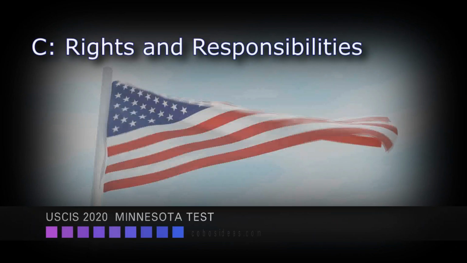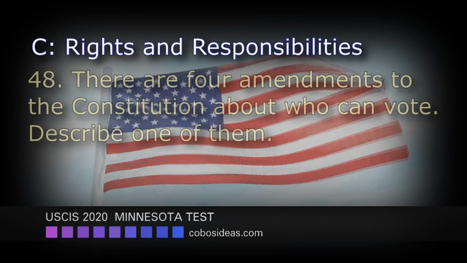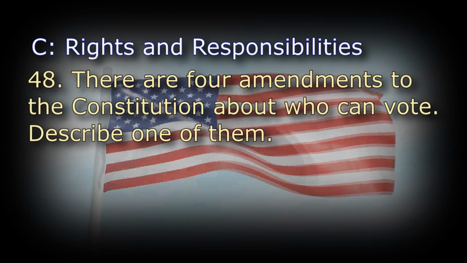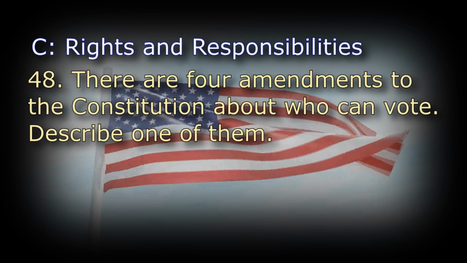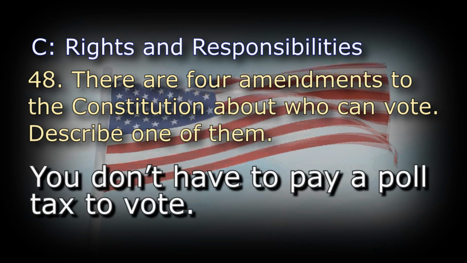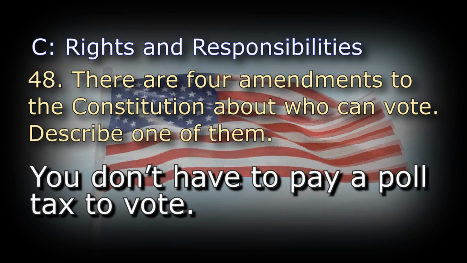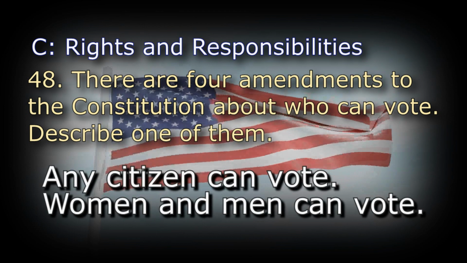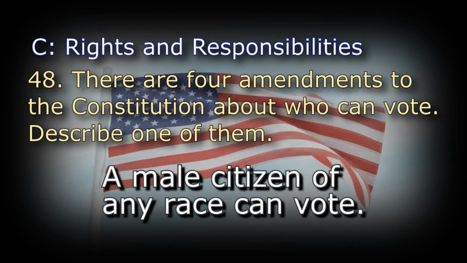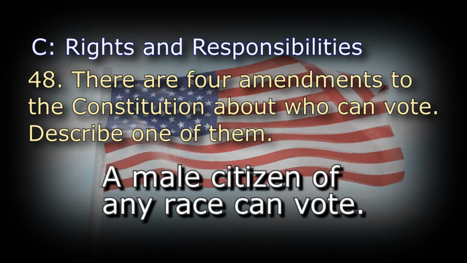C. Rights and responsibilities. 48. There are 4 amendments to the Constitution about who can vote. Describe one of them. Citizens 18 and older can vote. You don't have to pay a poll tax to vote. Any citizen can vote. Women and men can vote. A male citizen of any race can vote.